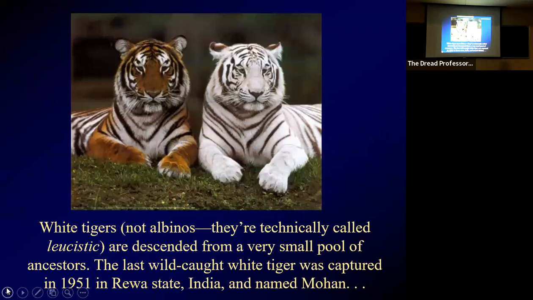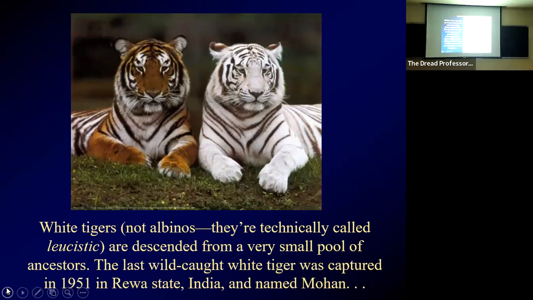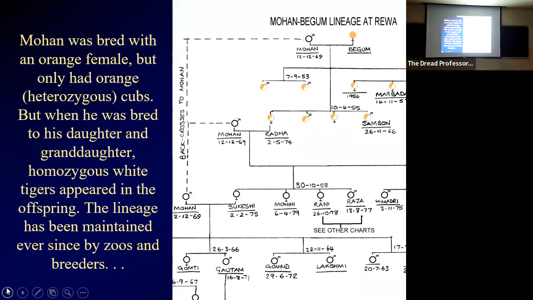And the rich guy that owned Mohan, well, he bred Mohan with an orange female named Begum up there. That's their family tree. And Mohan and Begum only had orange cubs. Those are represented here by these circles with a slash through them. Those are heterozygotes. They're orange, but they're carriers of the leucistic allele.